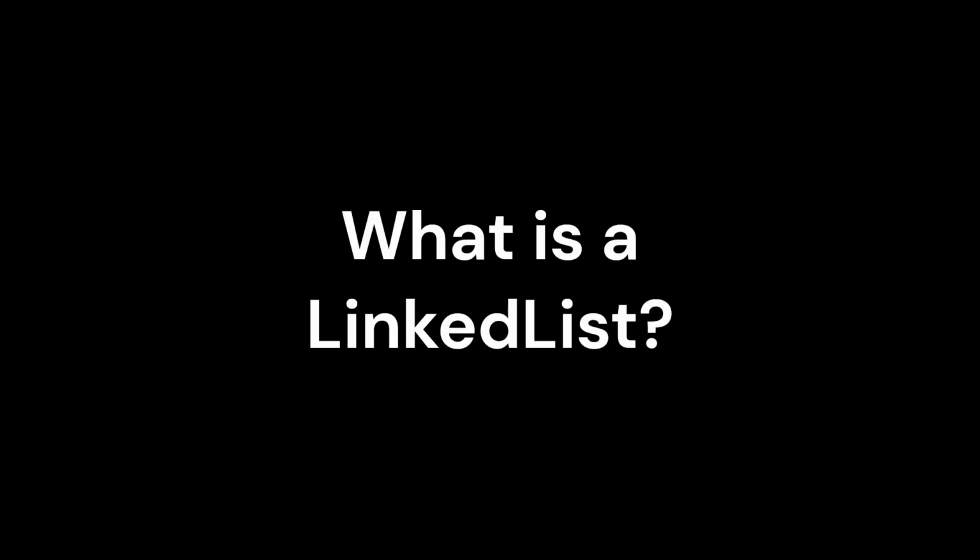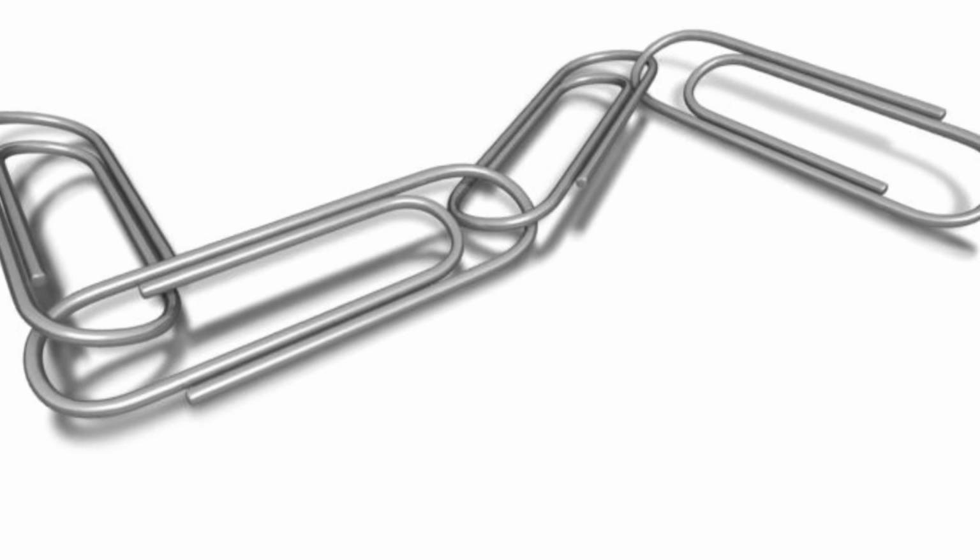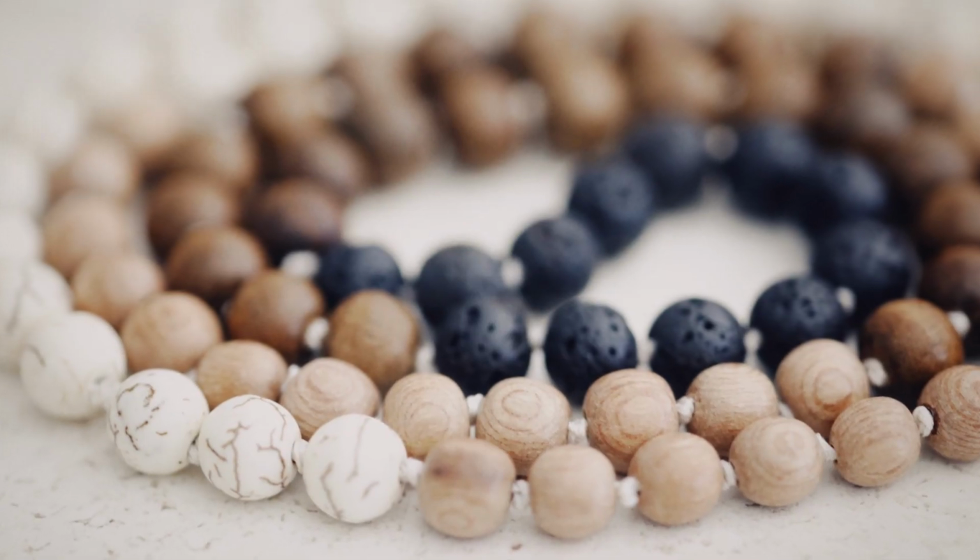So what is a linked list? Imagine it as a string of paper clips or beads, one attached to the next. Each individual piece in this chain is called a node. Now each of these nodes is like a small container with two parts.